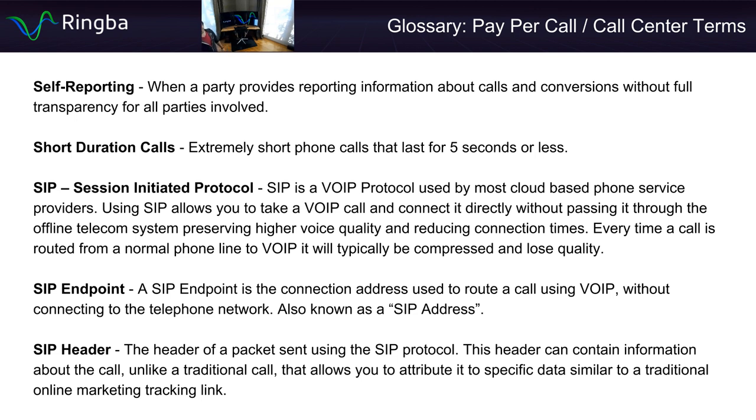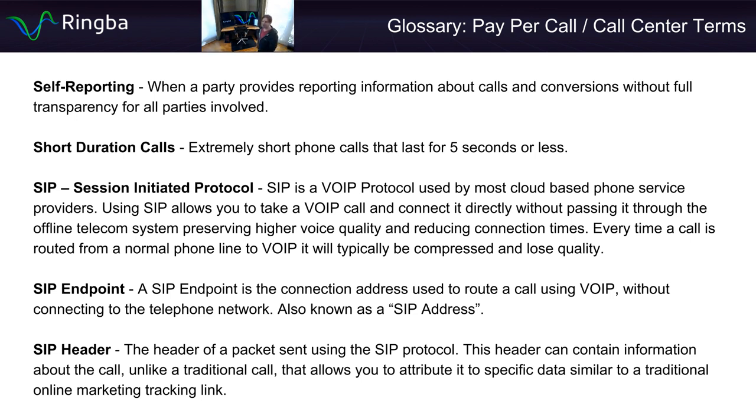SIP, this is session initiated protocol, and SIP is a VoIP protocol used by most cloud-based phone service providers or even things like Skype. And so using SIP allows you to take a VoIP call and connect it directly to another party without passing it through the offline telecom system, preserving higher voice quality and reducing connection times. So every time a call is routed from a normal phone line to VoIP, it will typically be compressed. The audio is digitally compressed and then quality is lost. It also increases the connection times, which increases the likelihood that someone will hang up the phone.